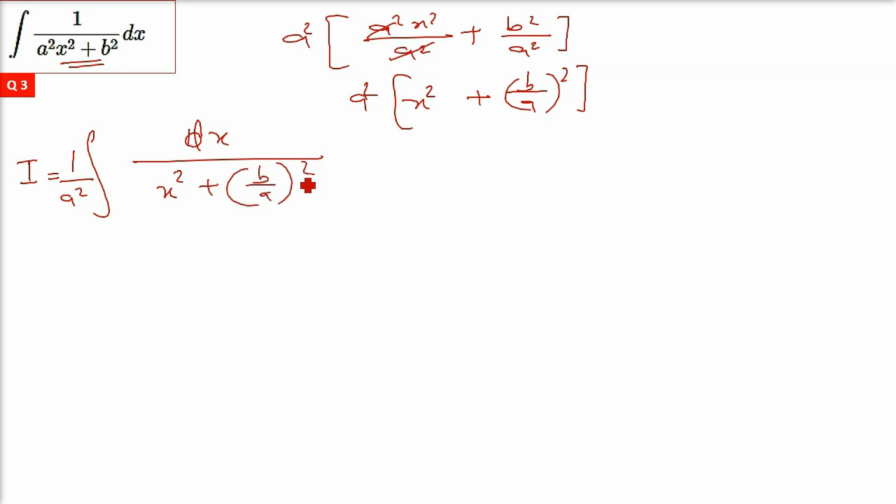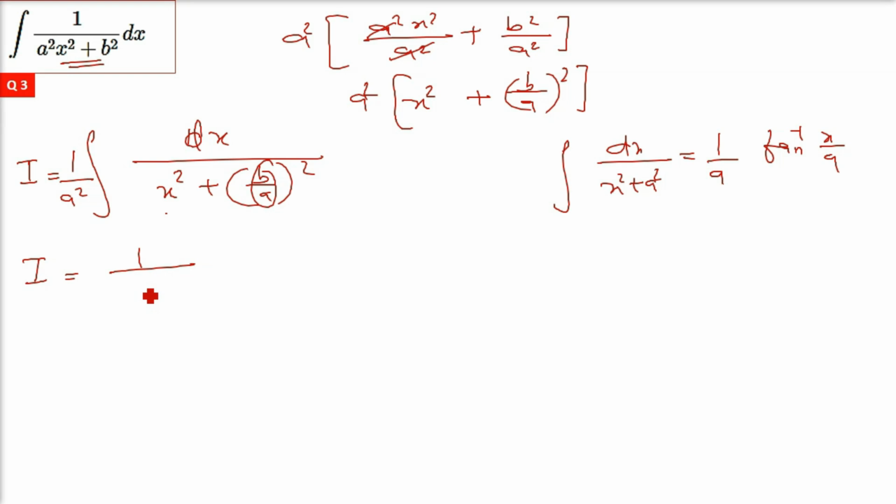So now we need the formula of 1 by x square plus a square integration. That will directly solve this question. So here tan inverse will appear, that is dx by x square plus b by a whole square, or in this case dx by x square plus a square, where I am telling you only the formula, will be 1 by a tan inverse x by a. So in this case x will be x, but a will be b by a. So wherever we have this a in the formula which I just told you on the right, that a has to be replaced by b by a.